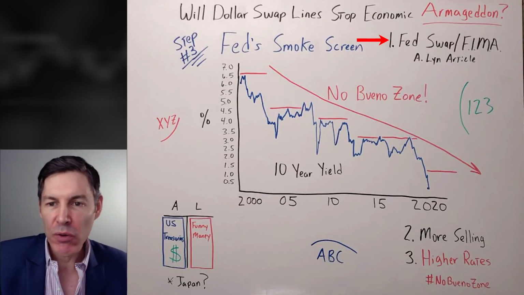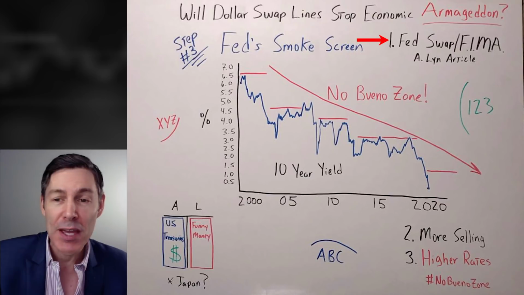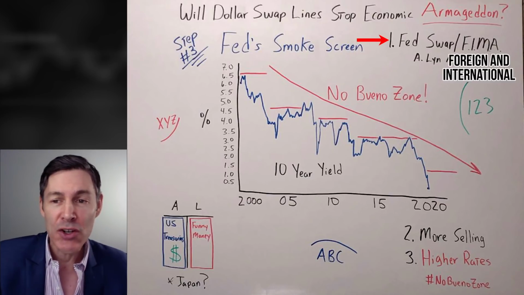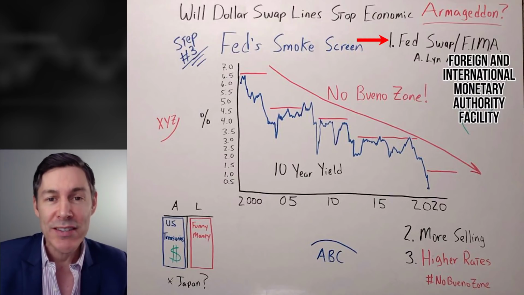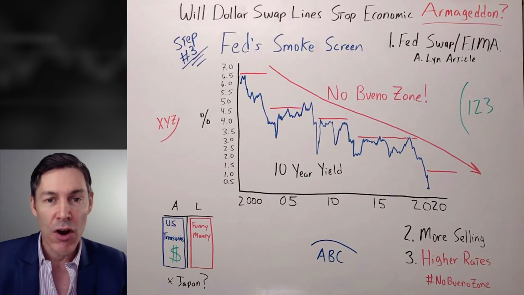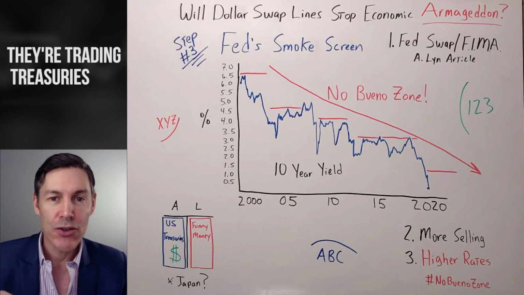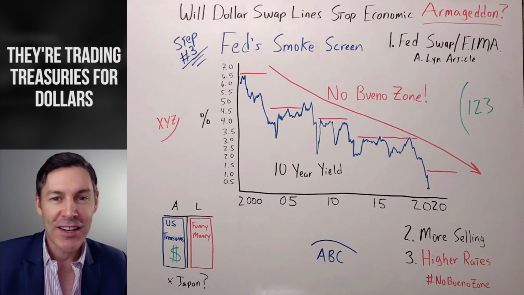So the Fed not only set up dollar swap lines to interact with these foreign central banks, but they also set up FIMA, which is the Foreign and International Monetary Authority Facility. Basically, this is a repo market outside of the United States where the Fed does transactions just with these central banks. What type of transactions are they doing? They're trading treasuries for dollars. Aha. Are you starting to connect the dots?